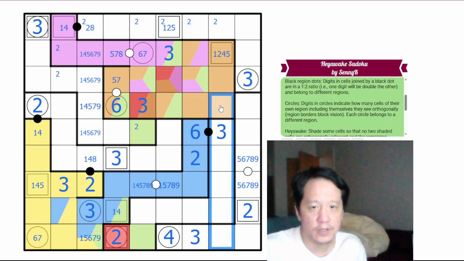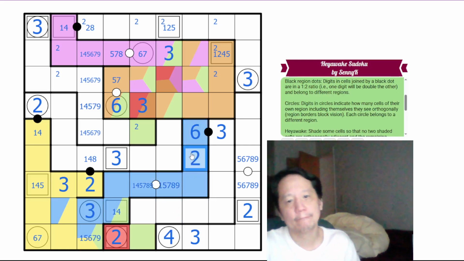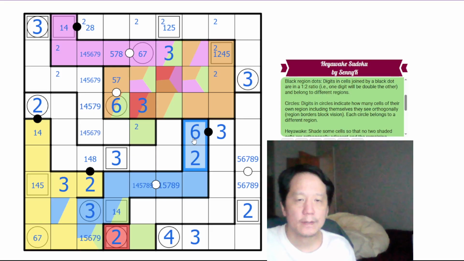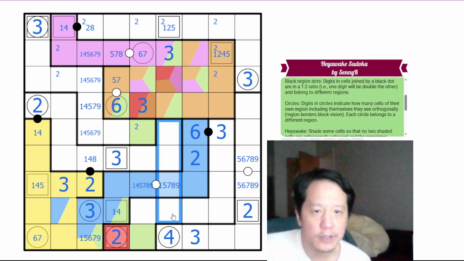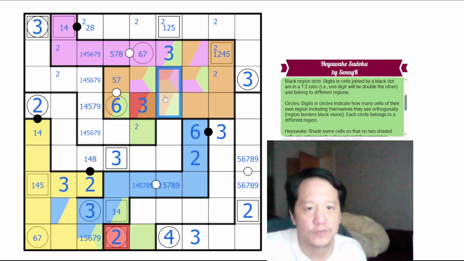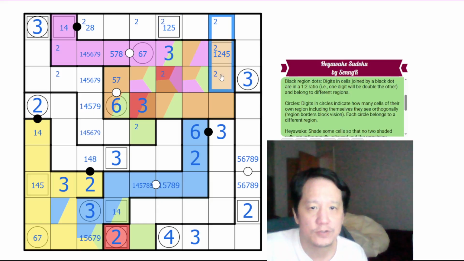2 can't be any of these. 2 can't be here, so 2 in column 8 is one of those 3. This can't be 2 because of 2 in the column. 2 cannot be here, here, here. So 2 is one of these. Can't be here, so 2 is one of these 2. So we have a 2 guaranteed here, a 2 in one of these 2.